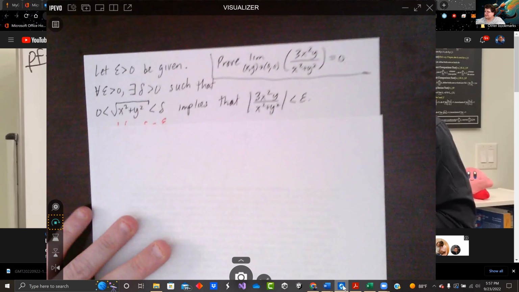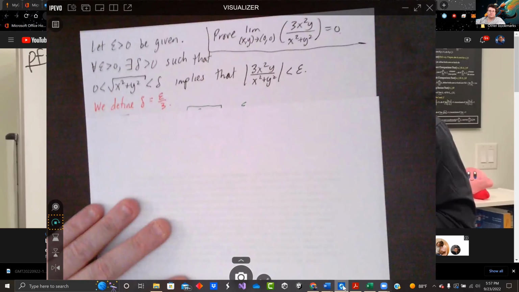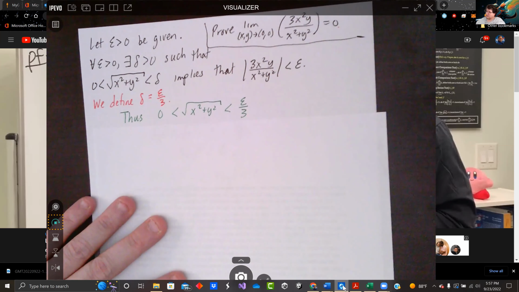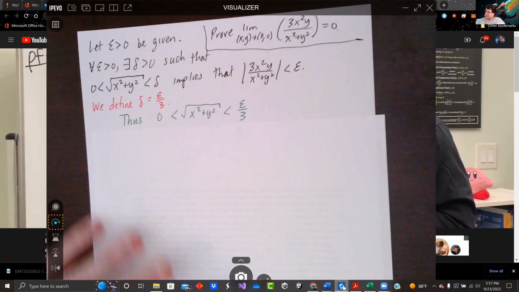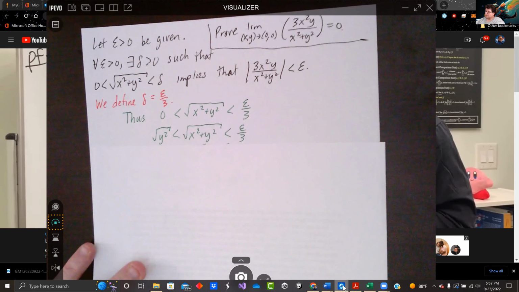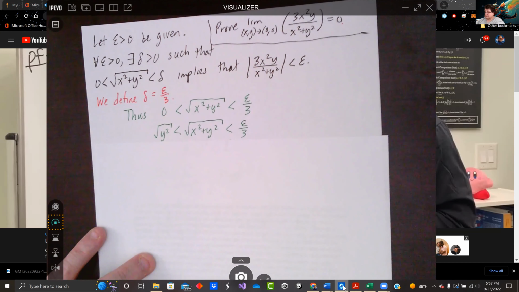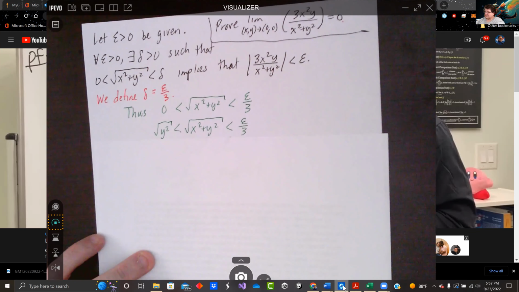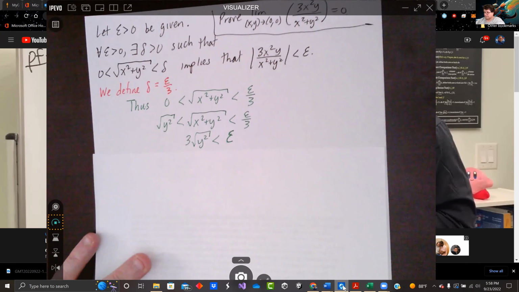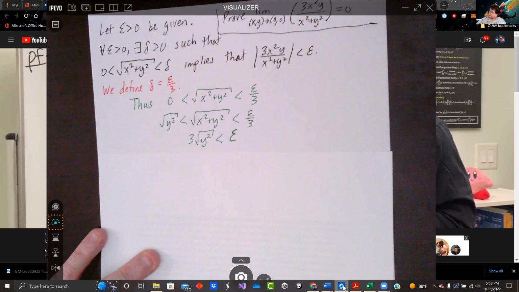We're going to start from the left and prove the right. We define delta to be epsilon over 3, and we go with the proof. We start with epsilon over 3. First we show that the square root of x squared plus y squared is at least the square root of y squared, and that's still less than epsilon over 3. So then we multiply by 3, and we get 3 square root of y squared is less than epsilon.